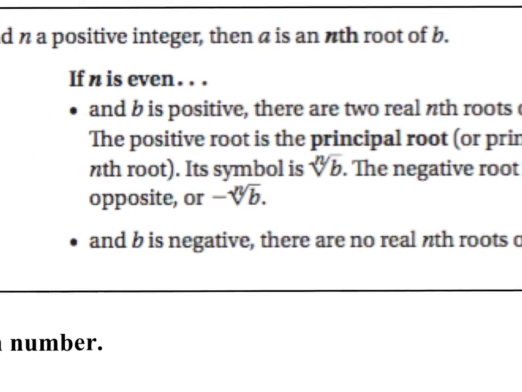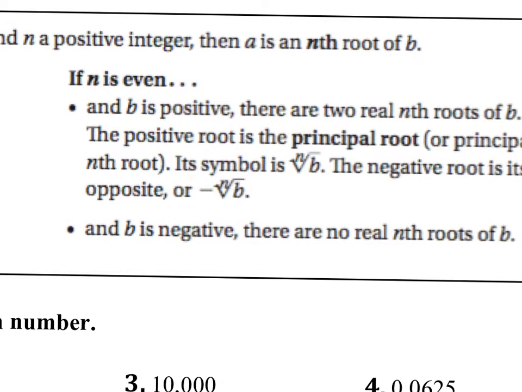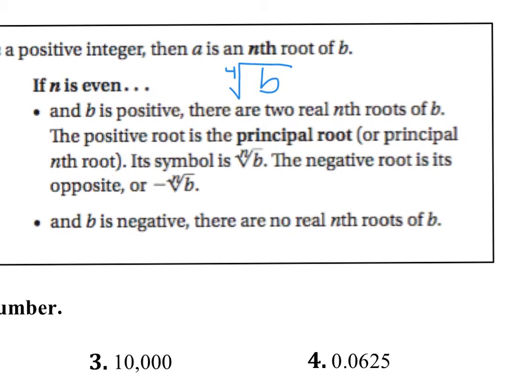However, if n is even, we have some situations. So for example, if I had some number b and I am saying, what's the fourth root of b? What's the fourth root of 12, or the fourth root of whatever? If b is positive, the number inside is positive. This is the same for square roots, which is where the square root idea comes from. There are two real nth roots of b. It's the positive, which we call the principal root, or the principal nth root, and its symbol looks like this. The negative root, we just put a negative in the front.